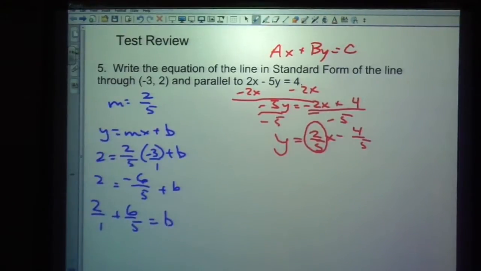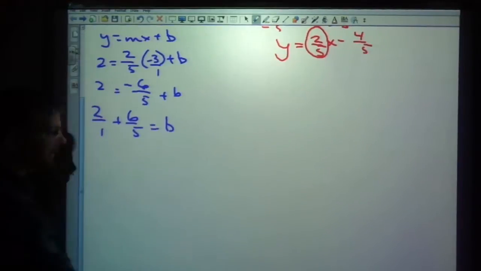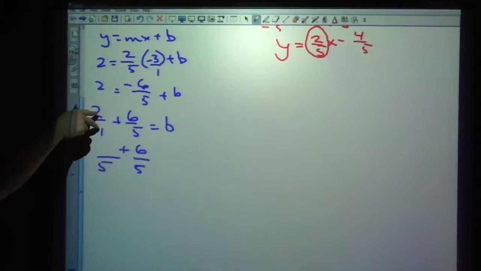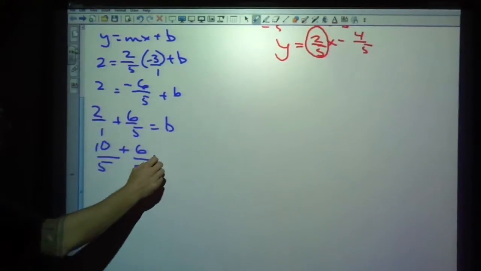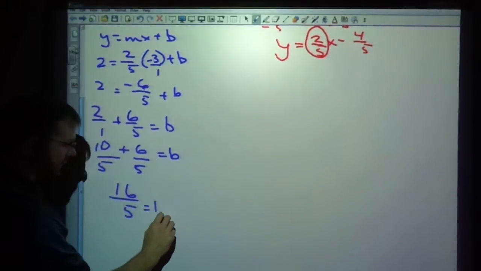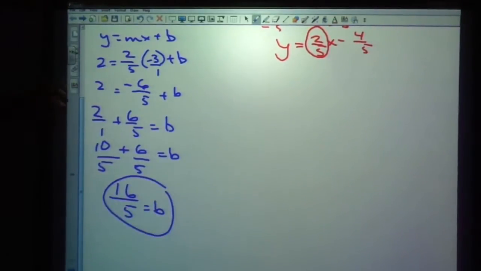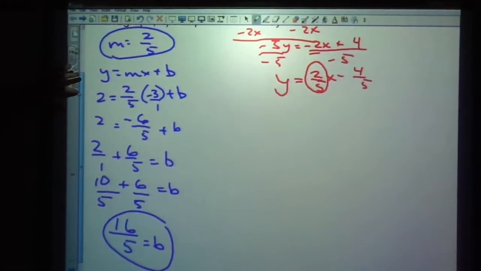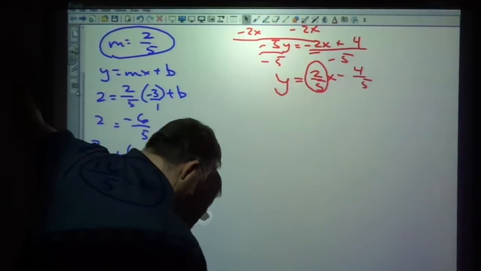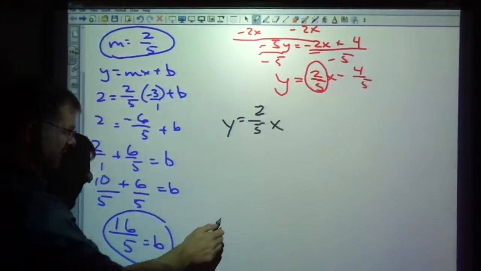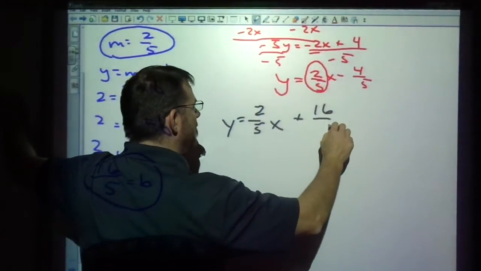Now I have to add and subtract fractions, so now's when I need a common denominator. I need to change these both into, let's say, 5s. So if I multiply this by 5 over 5, that gives me 10. And when I add these now, that gives me 16 over 5. All right, great. So I have a slope. I have a y-intercept. I'm ready to write my equation. My equation is y equals 2/5 x plus 16/5.